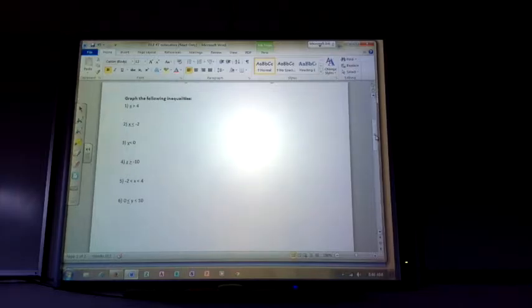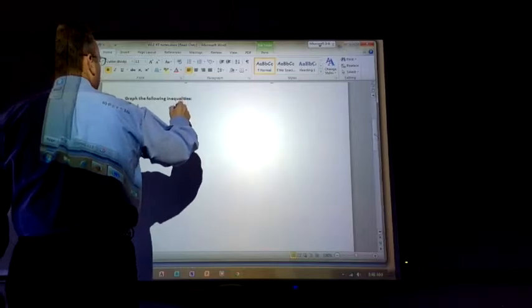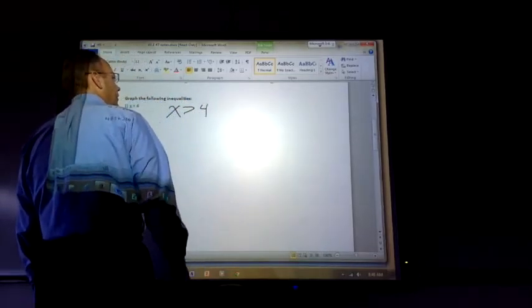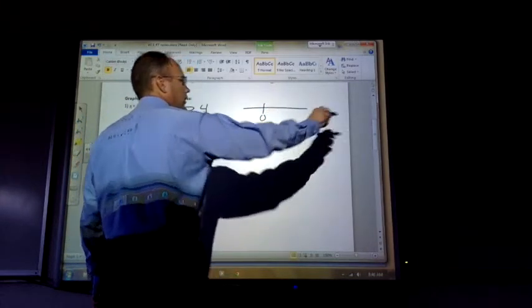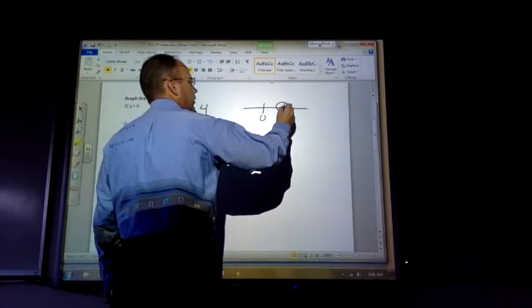Graph the following. X is greater than 4. Am I including 4? No, there's no equal sign. So X is greater than 4. If I were to graph this, come on, catch up. I'm going to draw a number line. I have 0, 4 on the right side or left side? Right. Open dot, shading right.